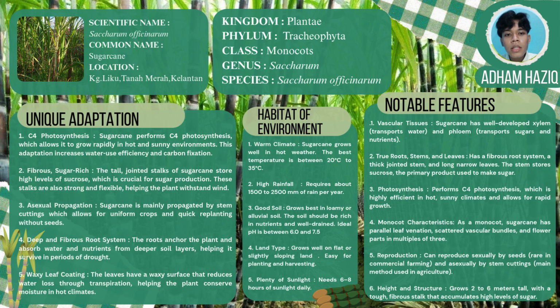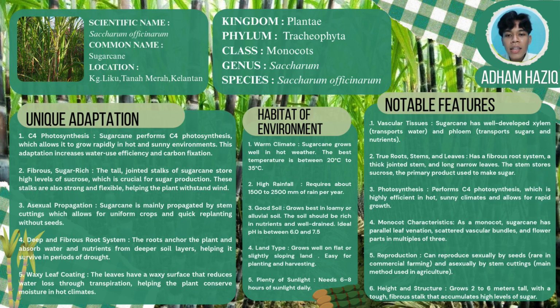Sugarcane performs C4 photosynthesis, which allows it to grow rapidly in hot and sunny environments. This adaptation increases water use efficiency and carbon fixation. Next is the fibrous and sugar-rich structure. The tall, jointed stalk of sugarcane stores high levels of sucrose, which is crucial for sugar production.